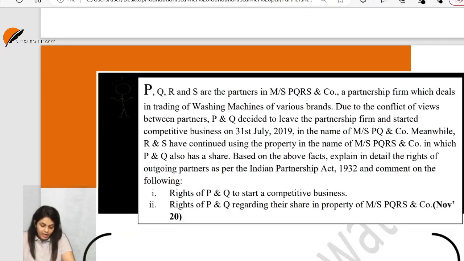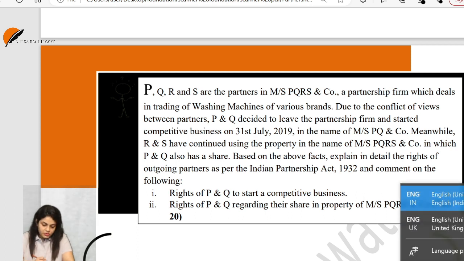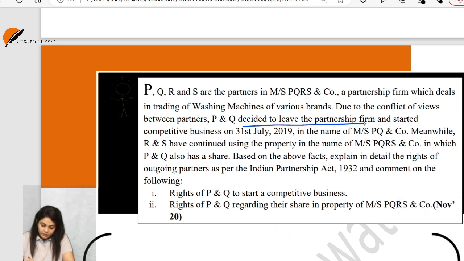P, Q, R and S are partners in Messrs PQRS and Company, a partnership firm which deals in trading in washing machines of various brands. Due to the conflict of views between the partners, P and Q decided to leave the partnership and started a competing business on 31st July. When a partner retires, can he carry on a competing business as that of the firm? Yes, if the agreement does not stop him. In the name of Messrs PQ and Company.